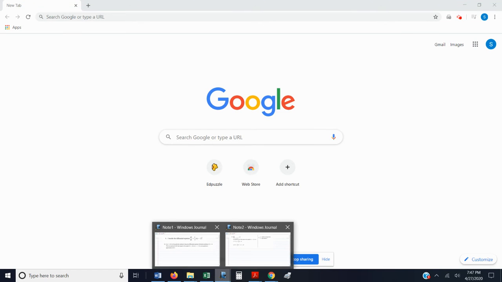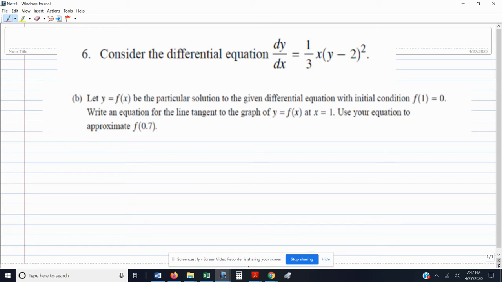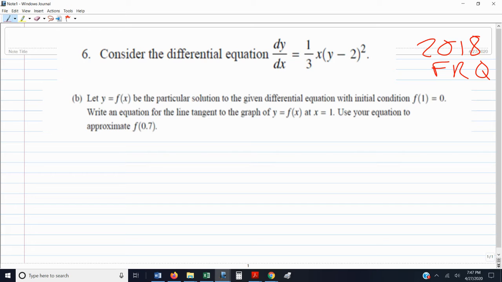Hey everyone, this is number 6B of the 2018 FRQ, and we are going back to that same question stem of a differential equation given, dy/dx equals 1/3 x times the quantity y minus 2 squared. Part B says that y equals f of x is the solution to the given differential equation with initial condition f of 1 equals 0.